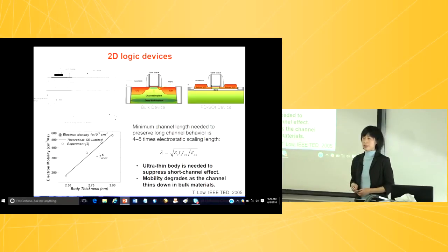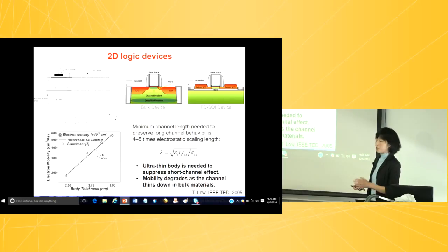First, look at a logic device. Logic devices have been extensively studied in CMOS technology. Now the industry is working on 14 nanometer technology, so the channel is shrinking shorter and shorter. When we shrink down the channel length, many problems can arise. One is the short channel effect.